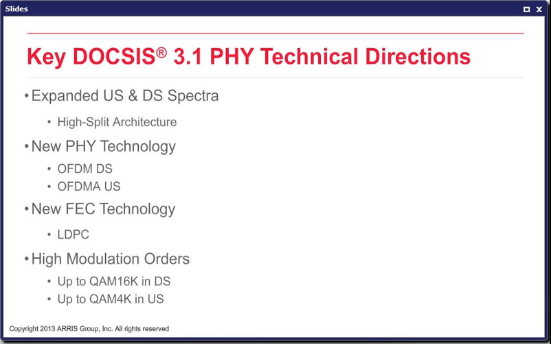The third main feature that is introduced by DOCSIS 3.1 is the introduction of low density parity check forward error correction technology. And the last but not least feature is the increase in modulation orders up to 16K QAM in the downstream and up to 4K QAM in the upstream.